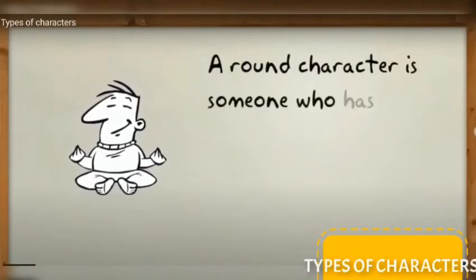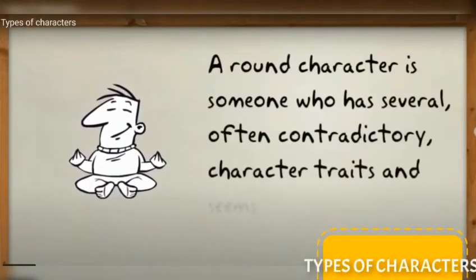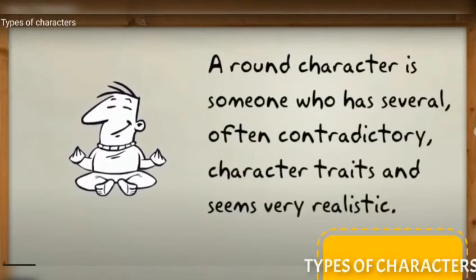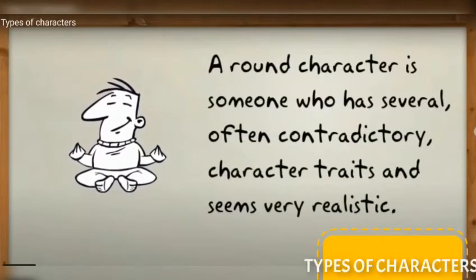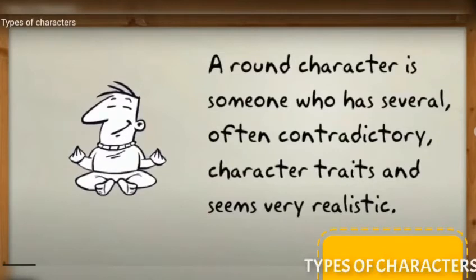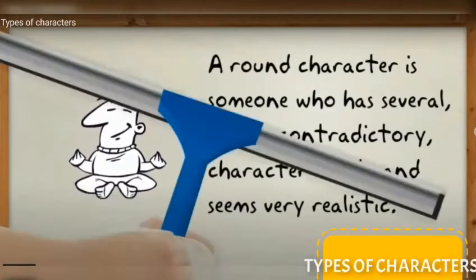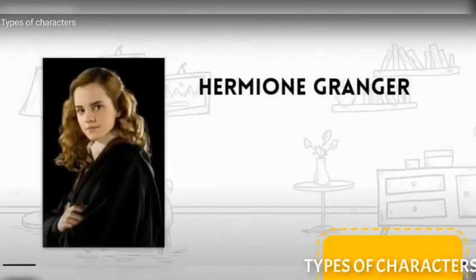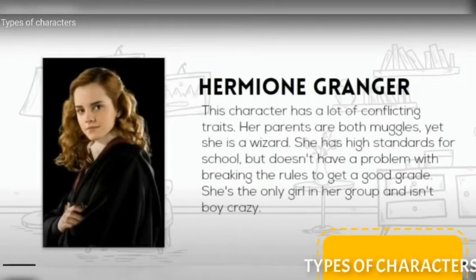A round character is someone who has several, often contradictory, character traits, and he seems very realistic. Hermione Granger is a very good example of a round character. This character had a lot of conflicting traits.